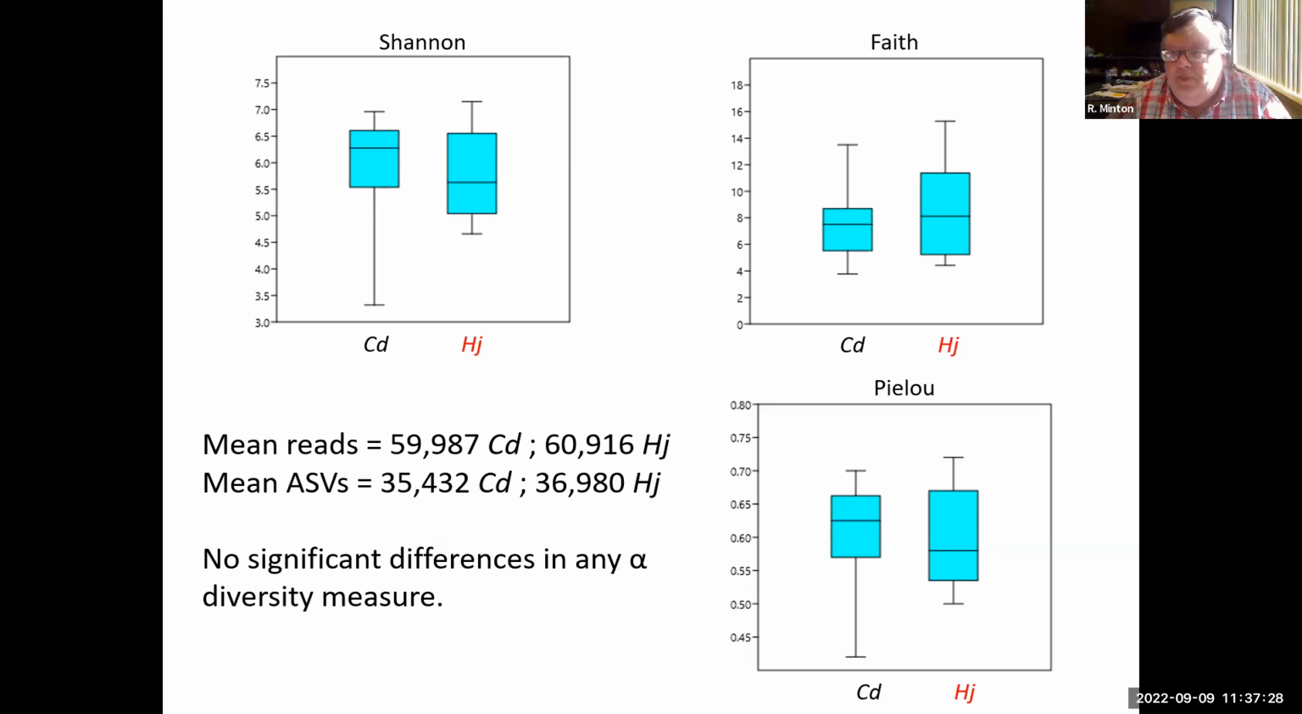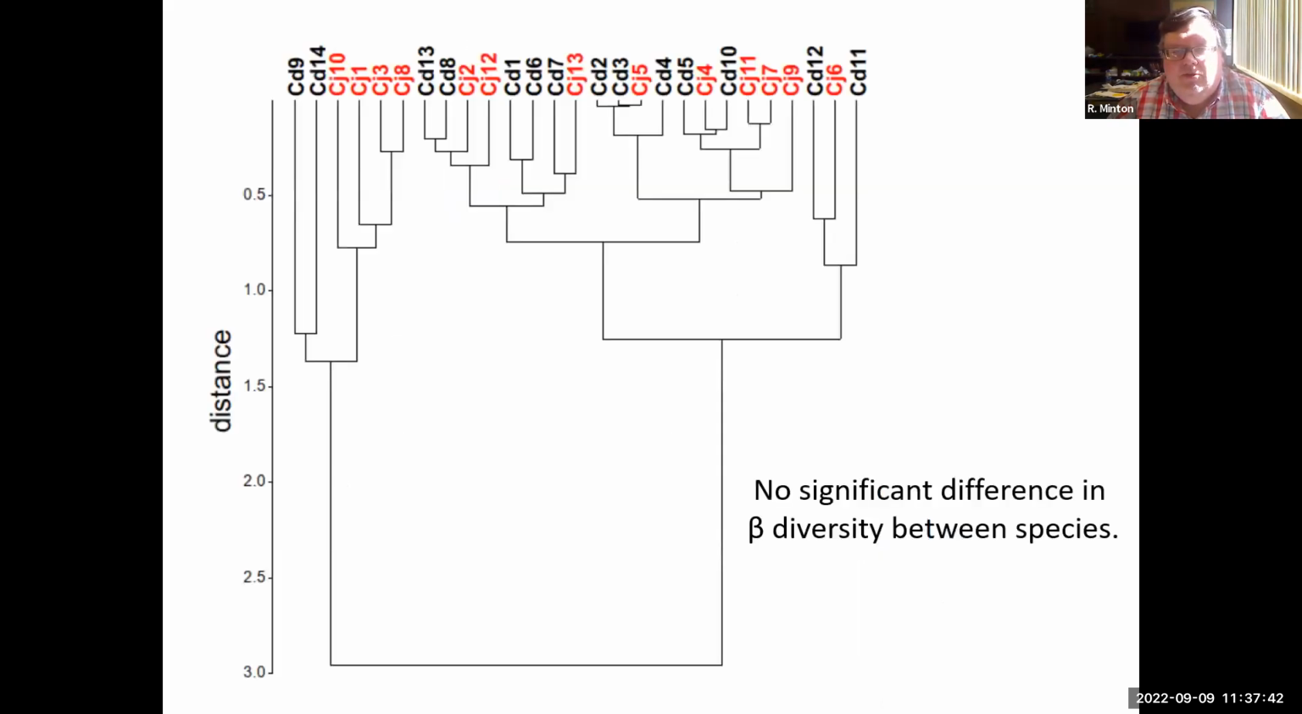So between the two species, there were no significant differences in any alpha diversity measure. Okay, so both species showing the same kind of richness of microbial diversity. This is a clustering diagram of those UniFrac distances, just to visualize it more easily. There was no significant difference in the beta diversity between the species.